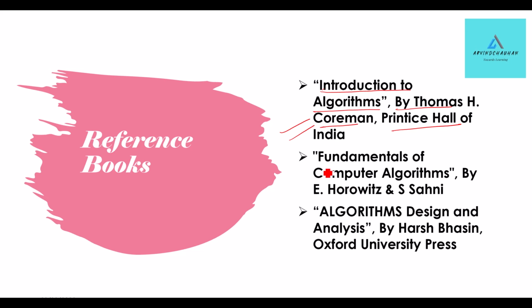Second reference book is Fundamentals of Computer Algorithms. That is written by Horowitz and Sahni, and that is from Galgotia Publications. And the third book I found, this is a very good book, so you can also consider this. That is Algorithm Design and Analysis by Harsh Bhasin, and that is published by Oxford University Press. So you can consider this book. And the first one is obviously a very good book. This is the base book for all the algorithm concepts. So you can have a look at those books.